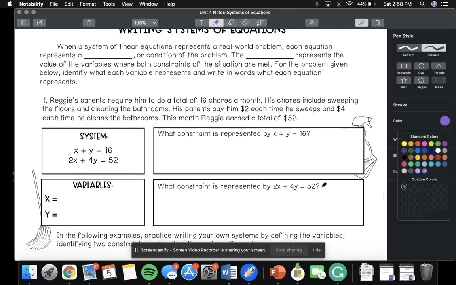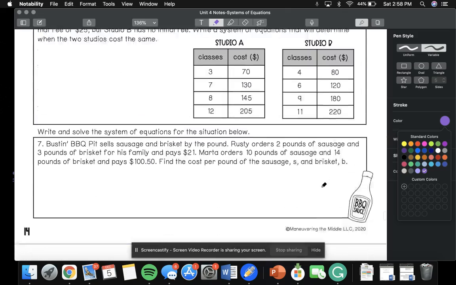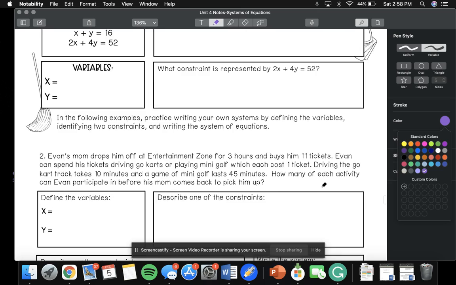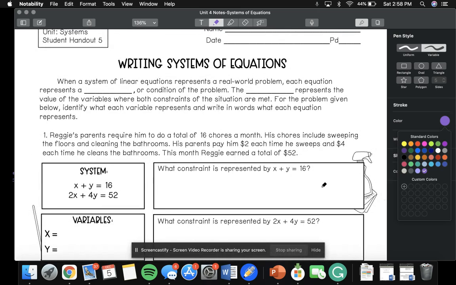Hi guys, today we are on pages 13 and 14, and we are just going to start hopefully looking at word problems and being able to write them, and then tomorrow we'll be able to start applying them and solving them based off of what we write.